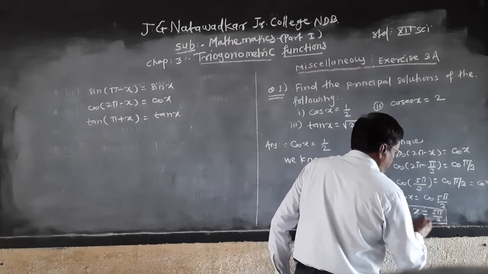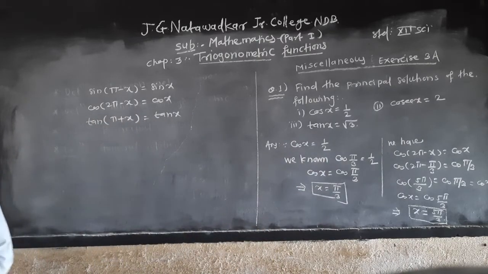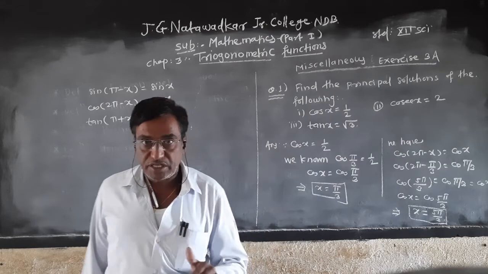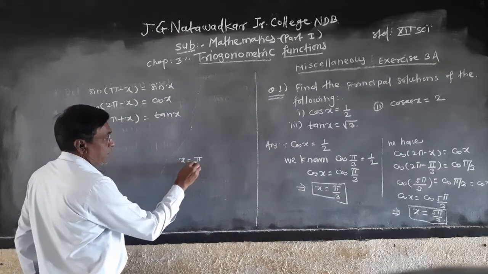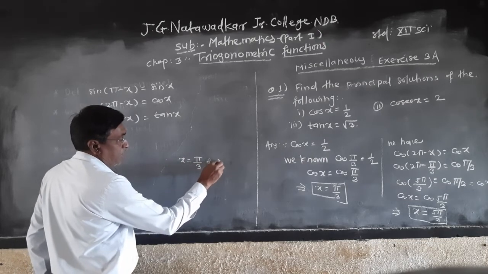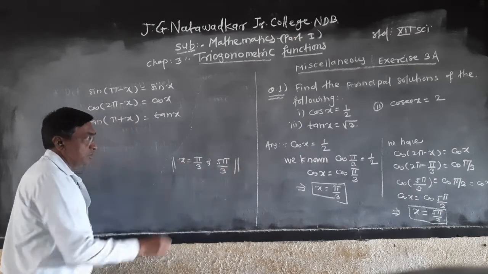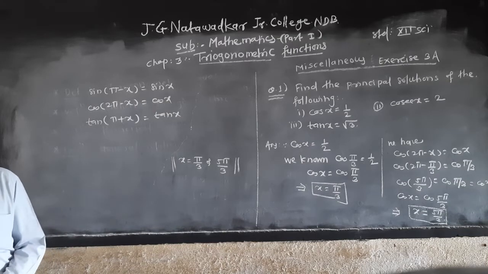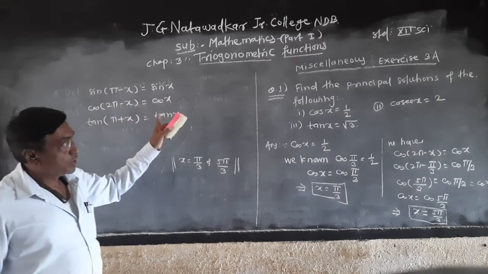Okay, this is another value. Both the values, pi by 3 and 5 pi by 3, are greater than 0 and less than 2 pi. So x is equal to pi by 3 and 5 pi by 3 are the principal solutions of the given equation cos x is equal to 1/2. We use here this formula, the positive measure for the allied angle.